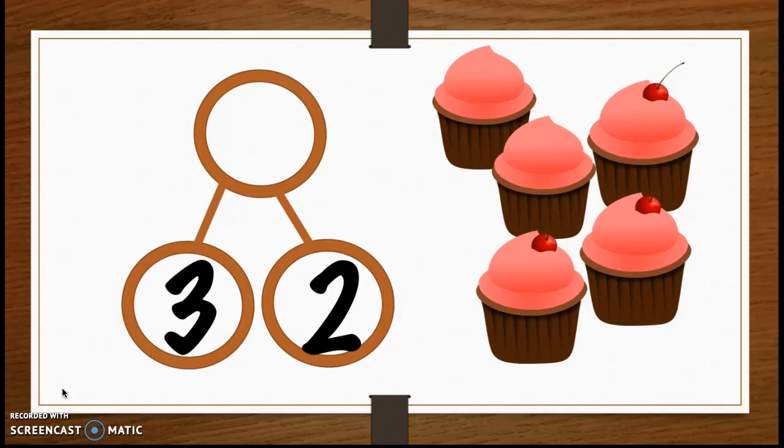All right. Is our number bond done? No, not yet. What goes in that last piece of the number bond? Yes, the whole amount. If I have 3 cherry cupcakes and 2 plain ones, I put them all together and carry them in my box over to Rachel's house. How many cupcakes did I bring all together? Yes, I brought 5. Perfect.